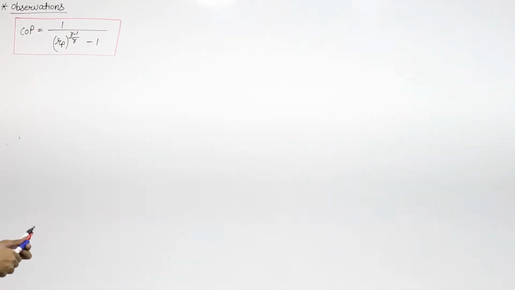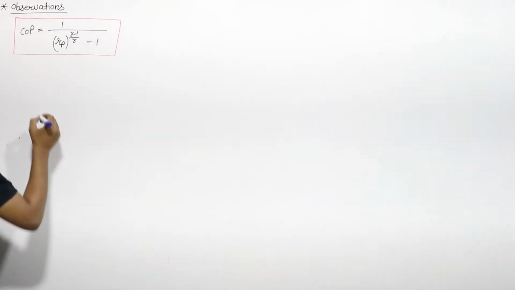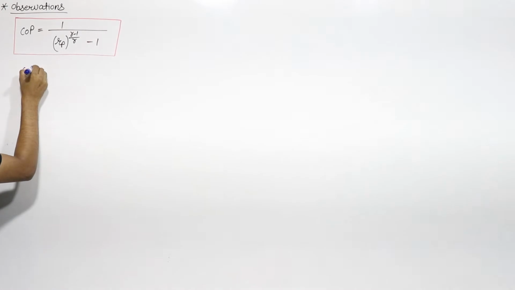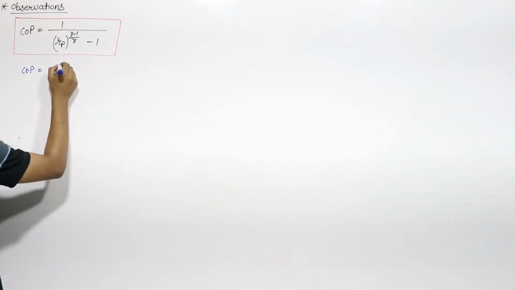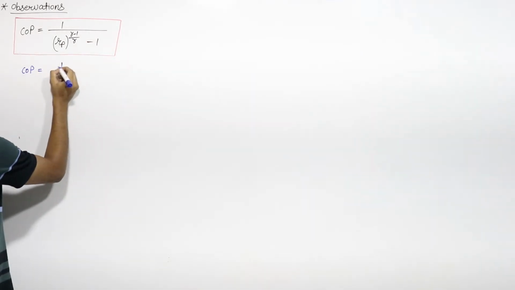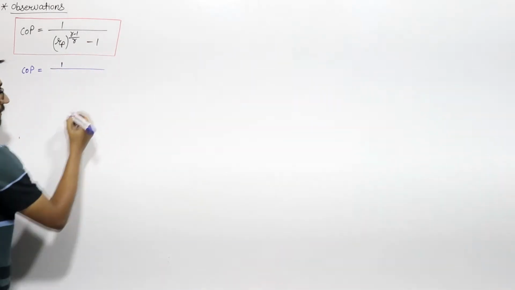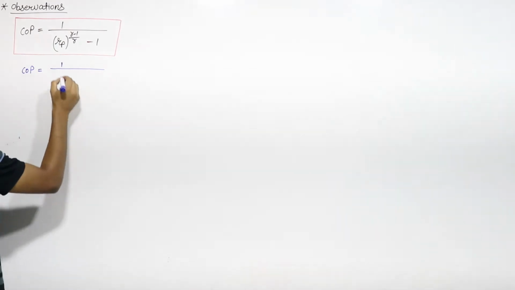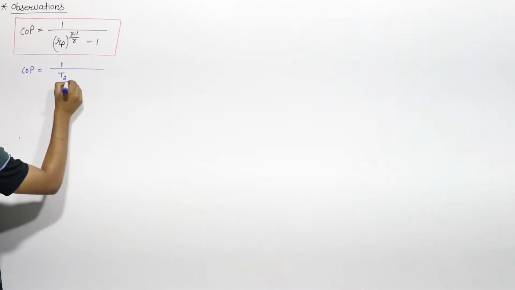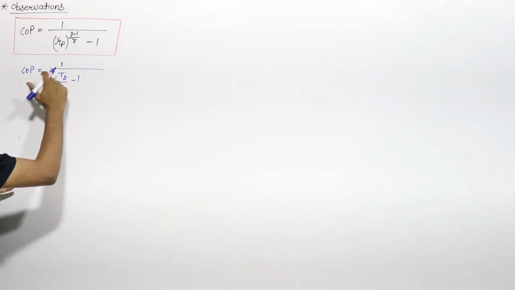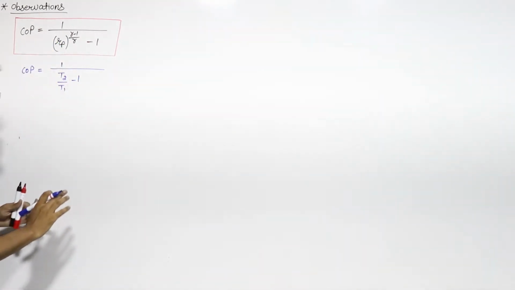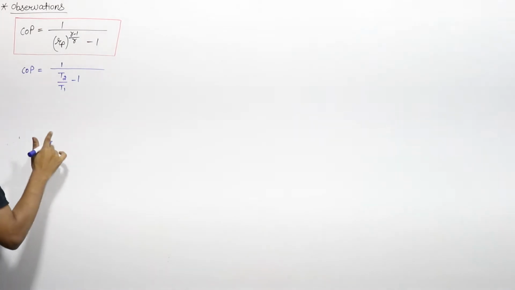And we know from where this formula is derived. If you go back and revise the previous notes, when we were deriving this, it comes out from 1 upon T2 by T1 minus 1, right, and T2 by T1 we are writing as Rp raised to power (gamma minus 1) upon gamma.